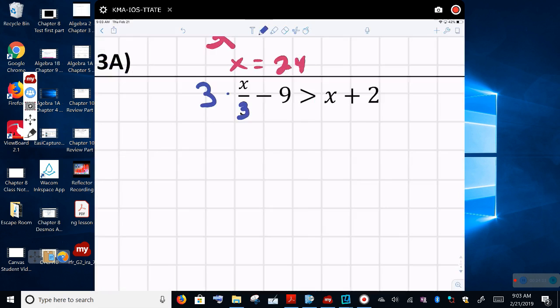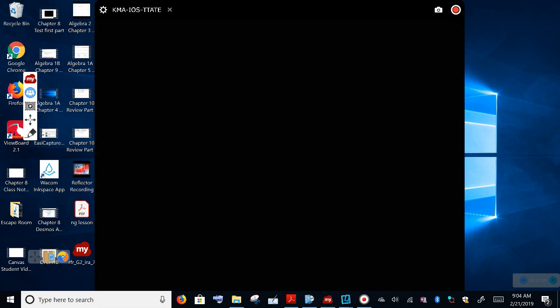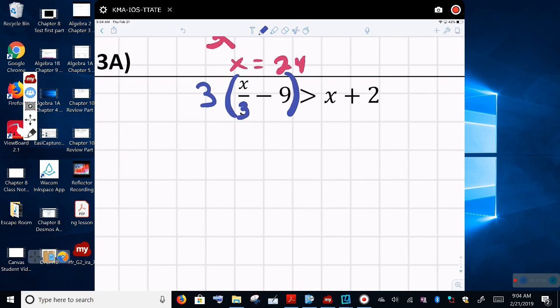If I do, then I'm going to cancel out the fraction on the left. But I can't just multiply one thing. I have to multiply everything on the right. And then also, I have to multiply the whole left side and the whole right side by 3. Okay?